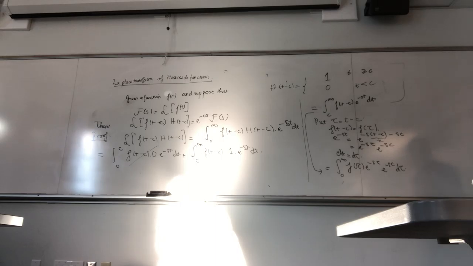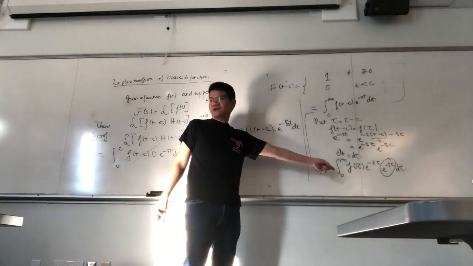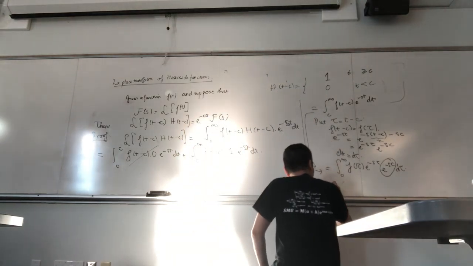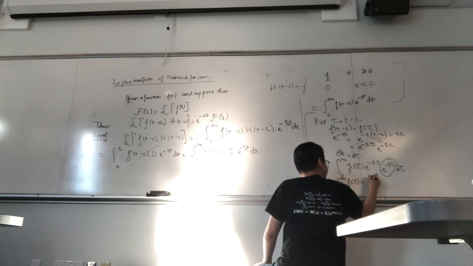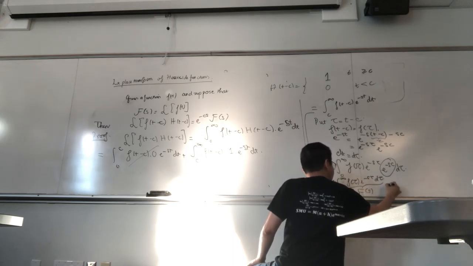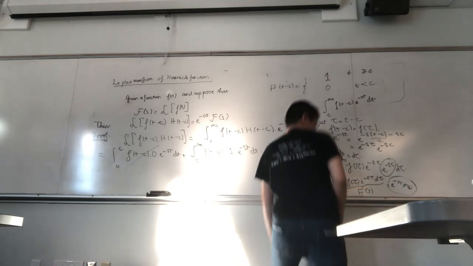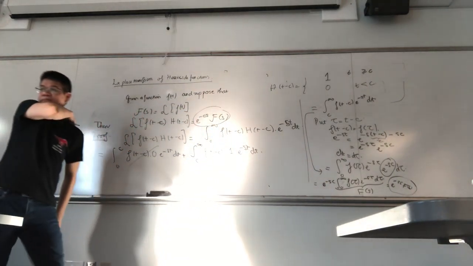Yes? That's just equal to e to the minus sc times the Laplace transform of f of t. So this guy is not integrated, right? So I can put it outside. So this gives me e to the power minus sc integral from 0 to infinity of f tau e to the power minus s tau d tau. This is the Laplace transform. So this gives me e to the power minus sc F(s). Right? And which is the right side that I have here.